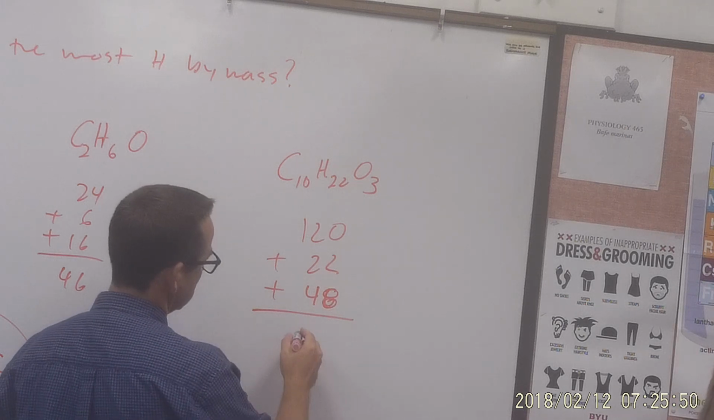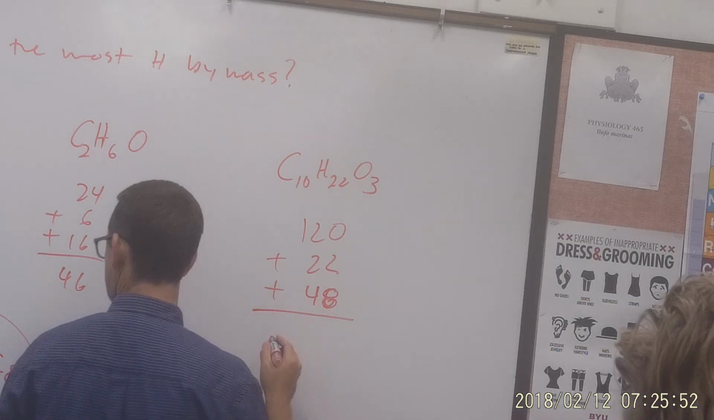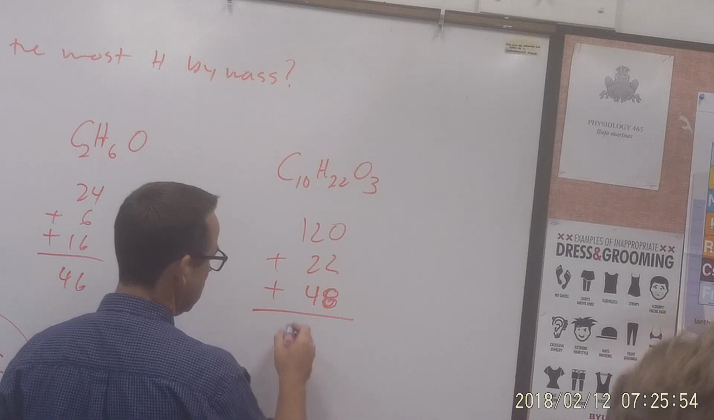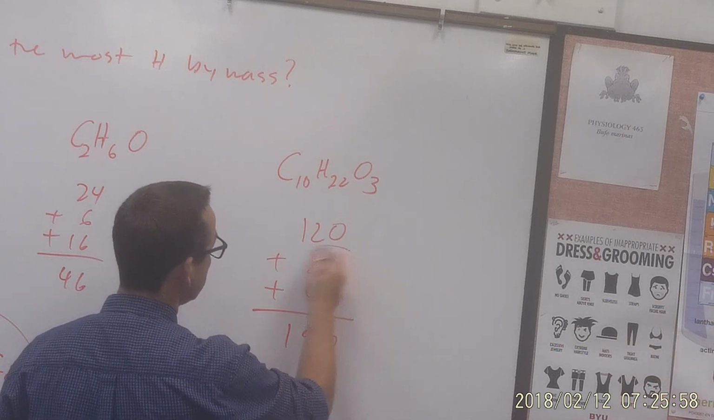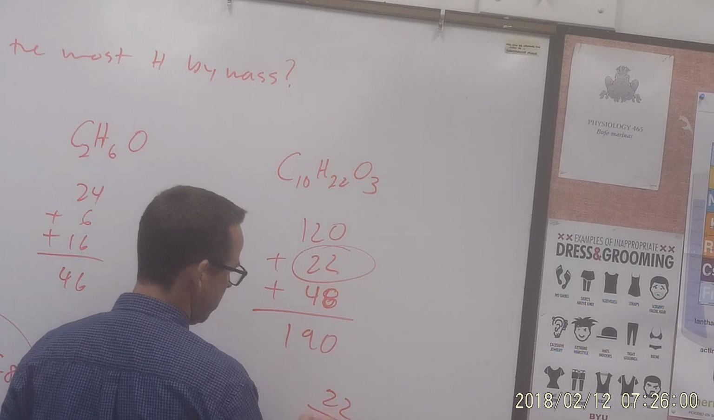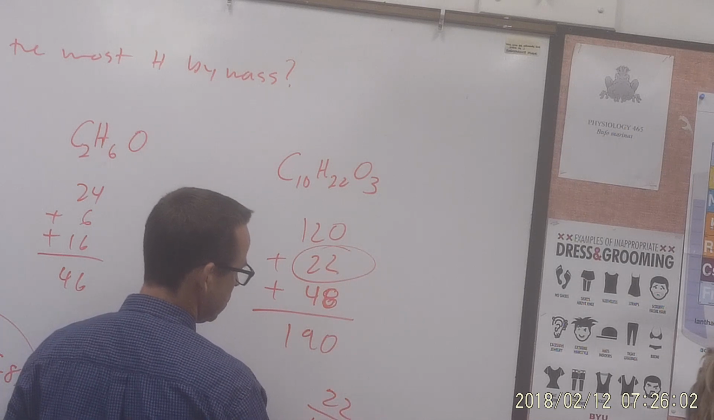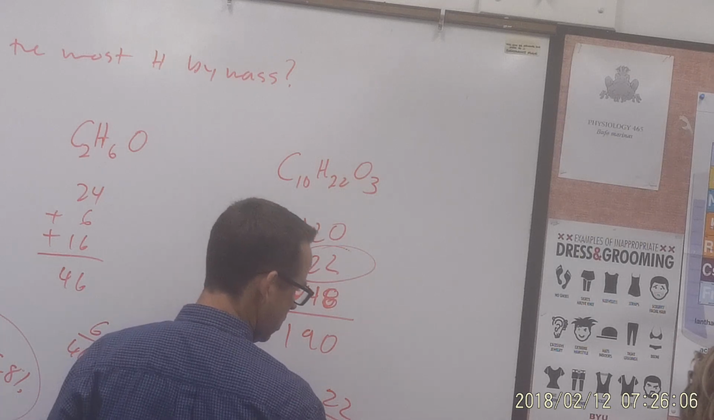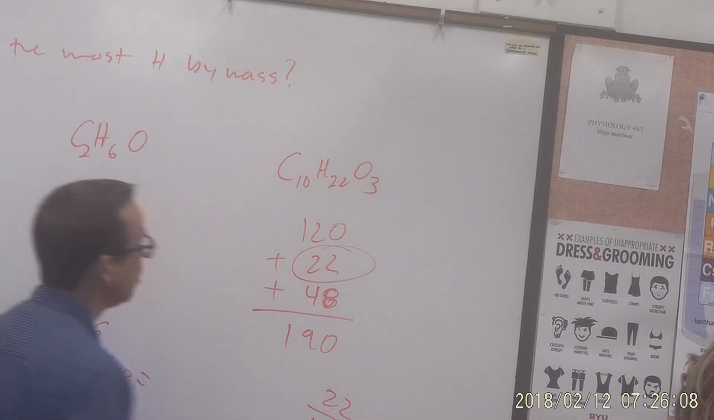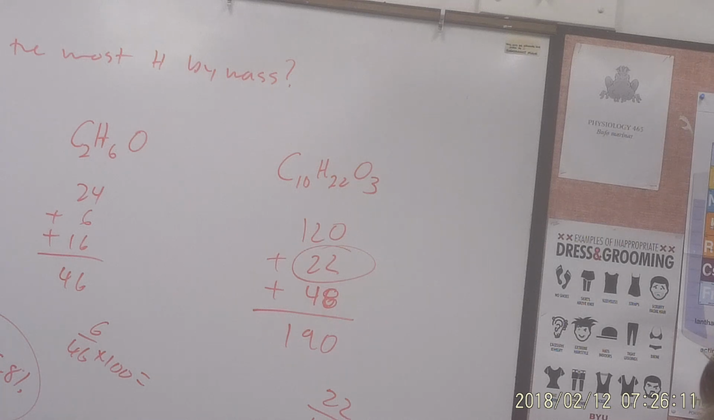It's only 11.6%. It's 190. So 22 from the hydrogen. 22 divided by 190, times 100. And you said it was 11 point 6%? So you can't just count it up. You still got to do the calculation. Any questions on that one?